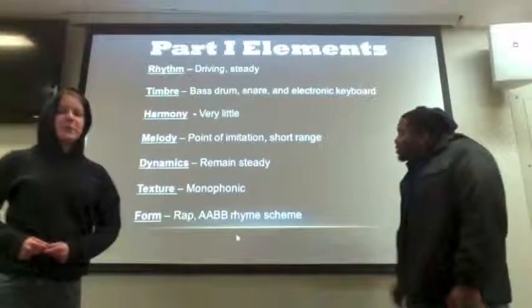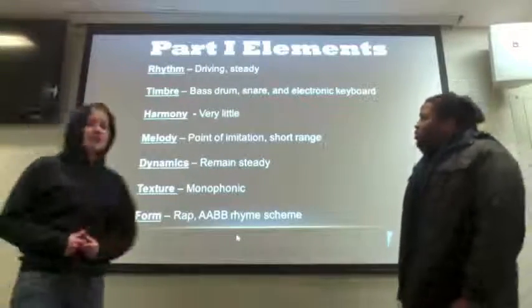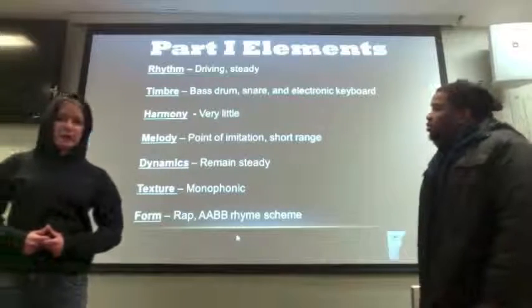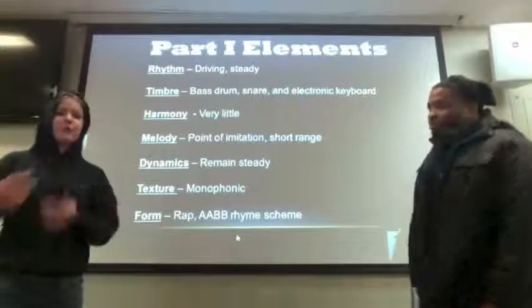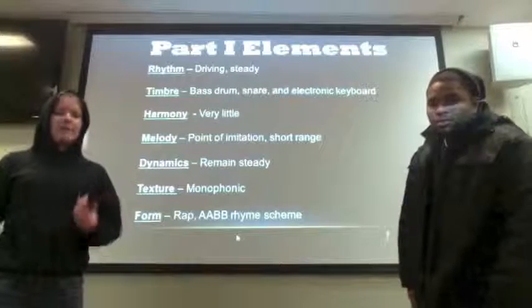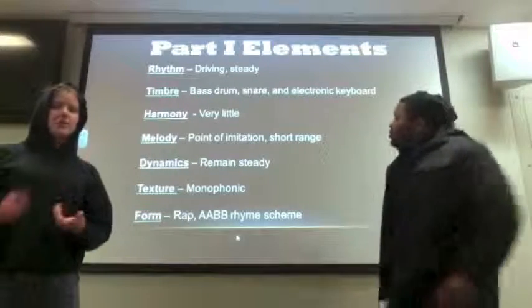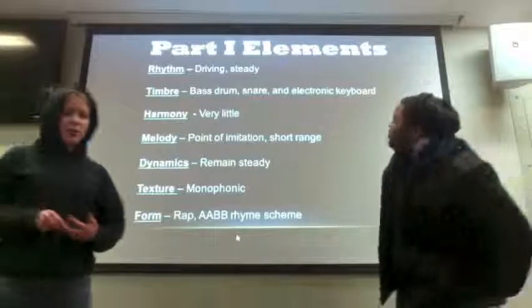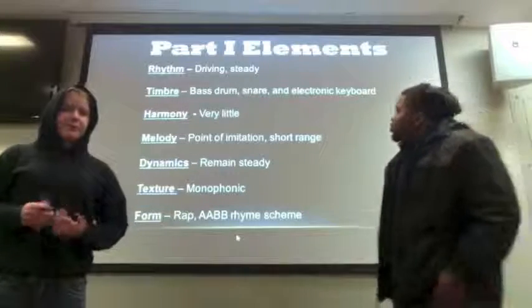So for the elements of the first part of this song, the rhythm is very driving and steady, which is very characteristic of rap songs of this modern era. And of course, the timbre is all electronic instruments, but the primary ones that are featured in this song are the bass drum, the snare drum, and the keyboard.